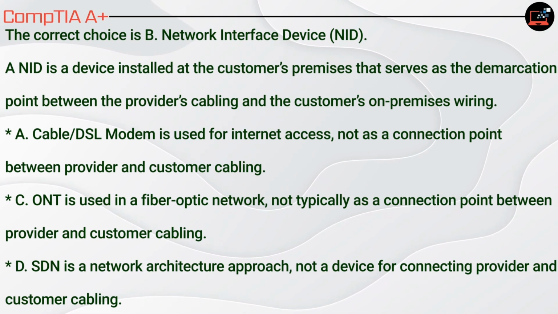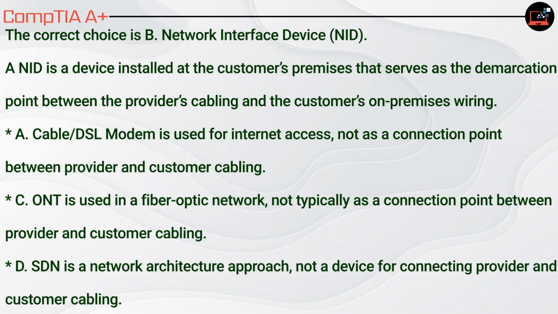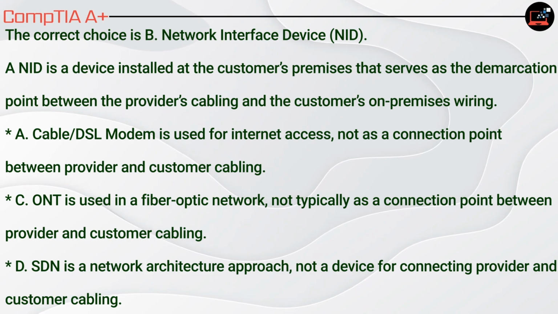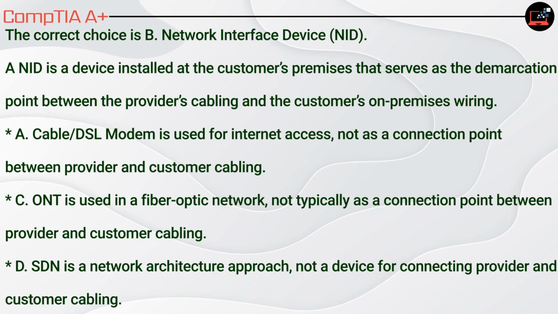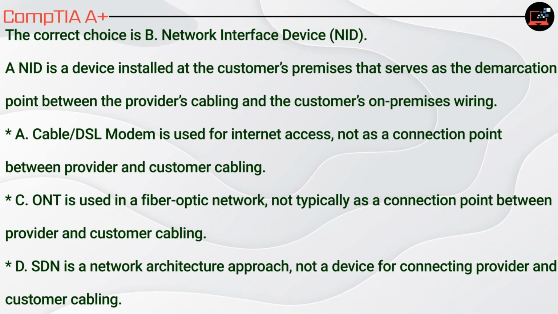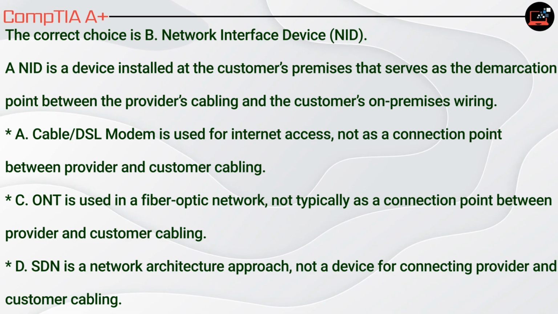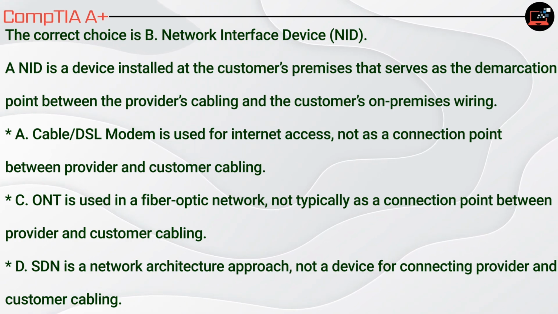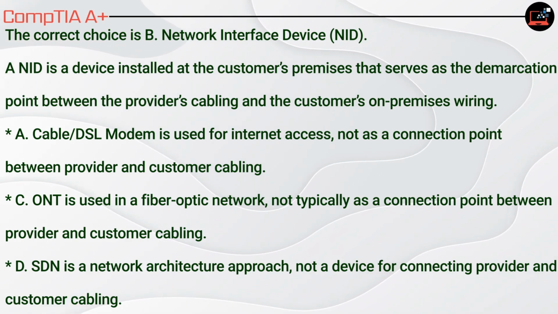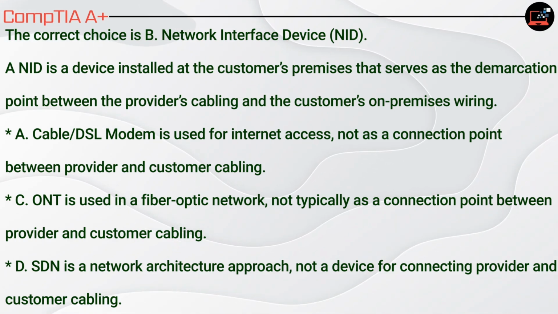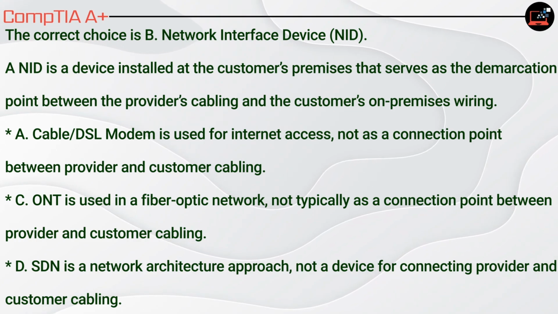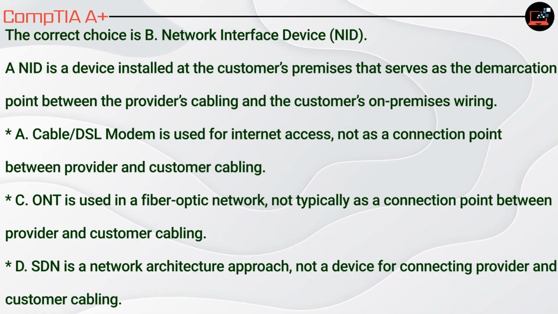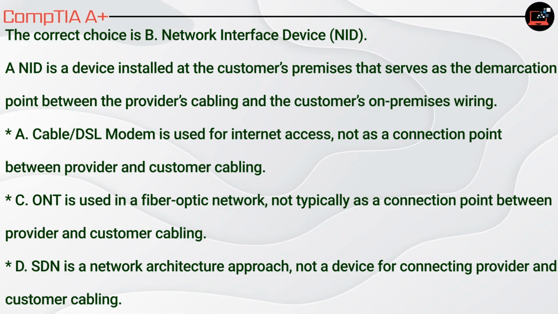The correct choice is B. Network interface device, NID. A NID is a device installed at the customer's premises that serves as the demarcation point between the provider's cabling and the customer's on-premises wiring. A cable DSL modem is used for internet access, not as a connection point between provider and customer cabling. C, ONT is used in a fiber optic network, not typically as a connection point between provider and customer cabling. D, SDN is a network architecture approach, not a device for connecting provider and customer cabling.